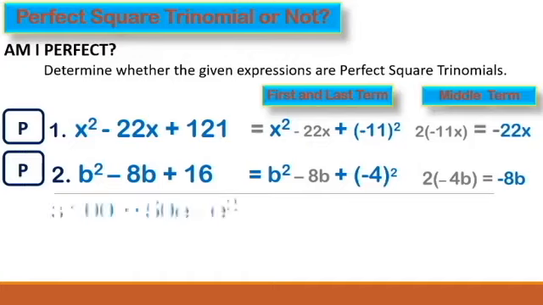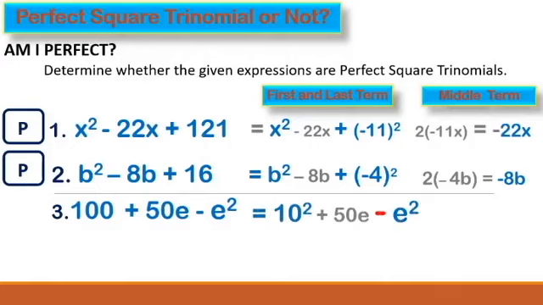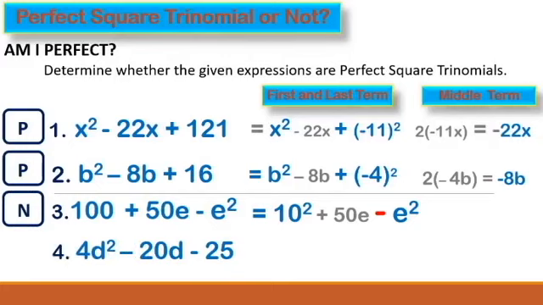Number 3, 100 plus 50e minus e squared. So check whether the first and last terms are perfect squares. 100 is a perfect square and e squared is a perfect square. However, this term is negative, so we do not have a perfect square trinomial. So number 3 is not a perfect square trinomial.